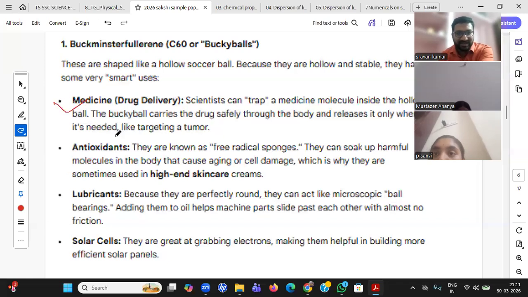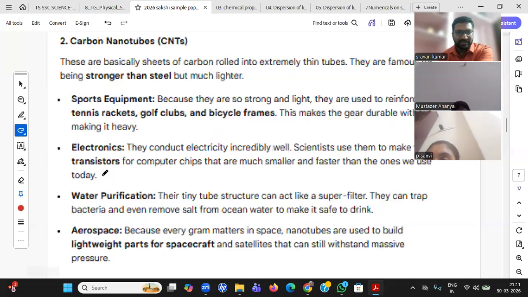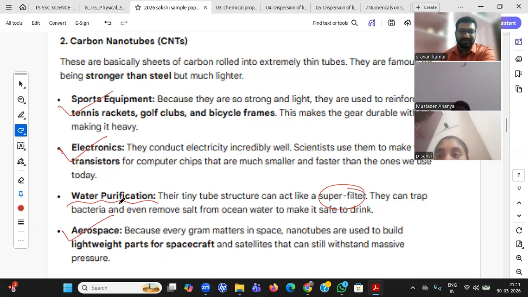Buckminster fullerene, one thing is medicine, and let me see what else. Yes, medicine, drug delivery, antioxidants. Yeah, this is it. Lubricants is also given, student. Okay, I need to check it. Lubricants is also given. Medicine, antioxidants, I'm sure about it, but lubricants, I don't know. I'll check it. But you can take it as considered. Yeah, carbon nanotubes: electronics, sports equipment, aerospace, water purification also you can say. Super filter. For super filter, this particular thing is given.